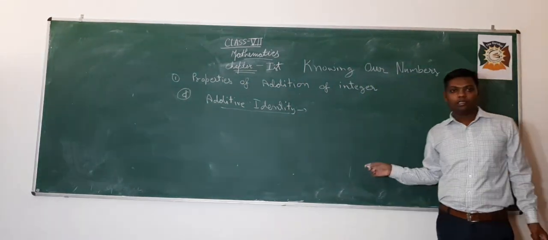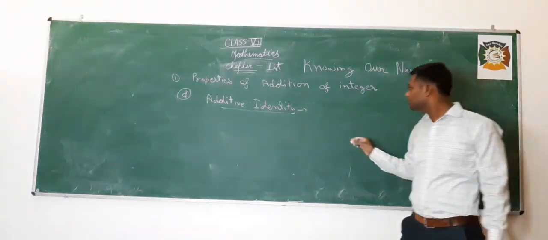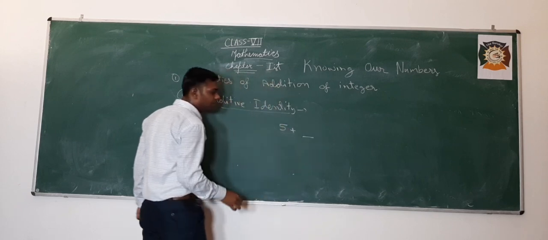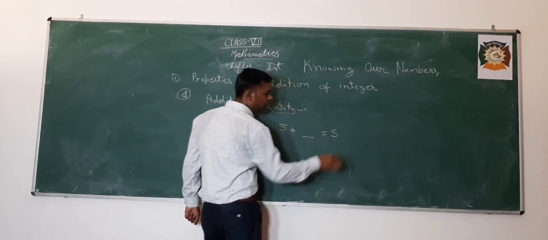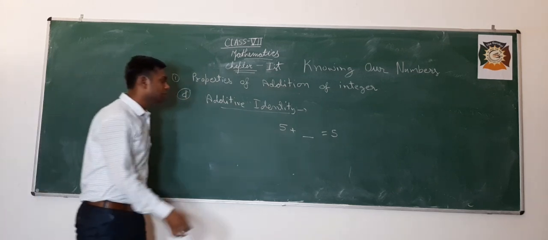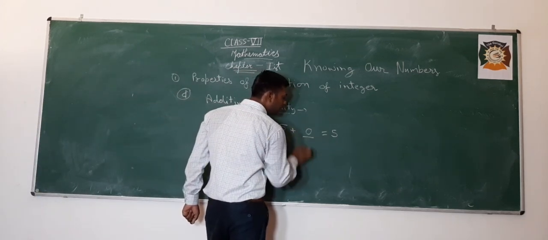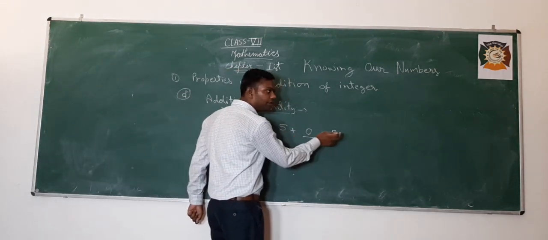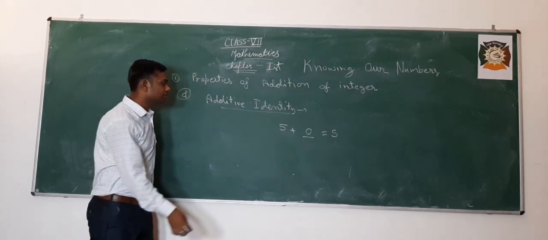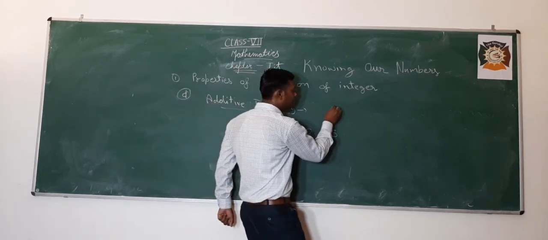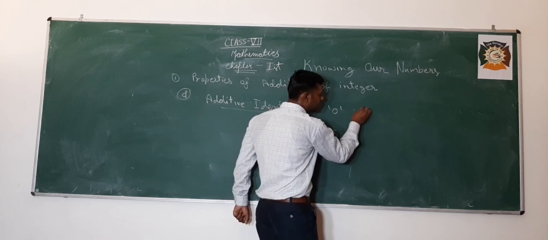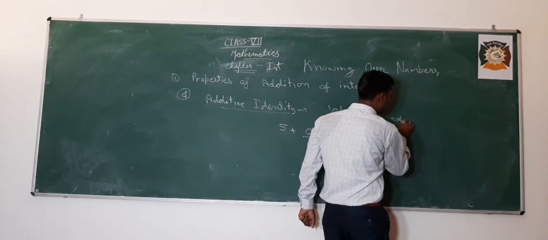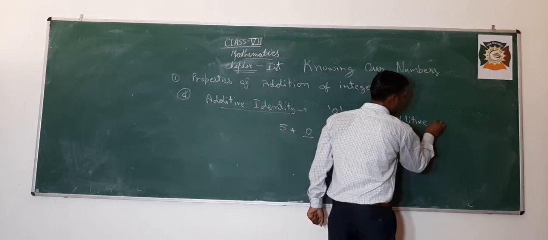What should we add to get the same result? Consider an example. Let's take 5. What do we add to 5 to get the same result, 5? We can put 0, and 0 is an integer. If you add 0 to any number, you get the same number. So 0 is our additive identity.